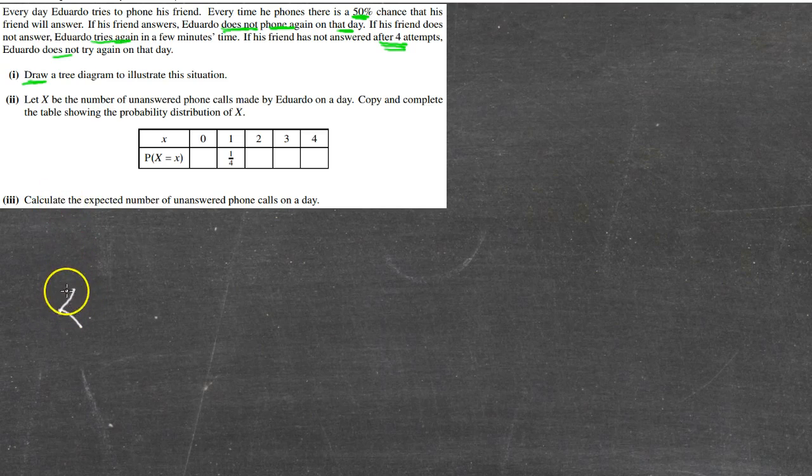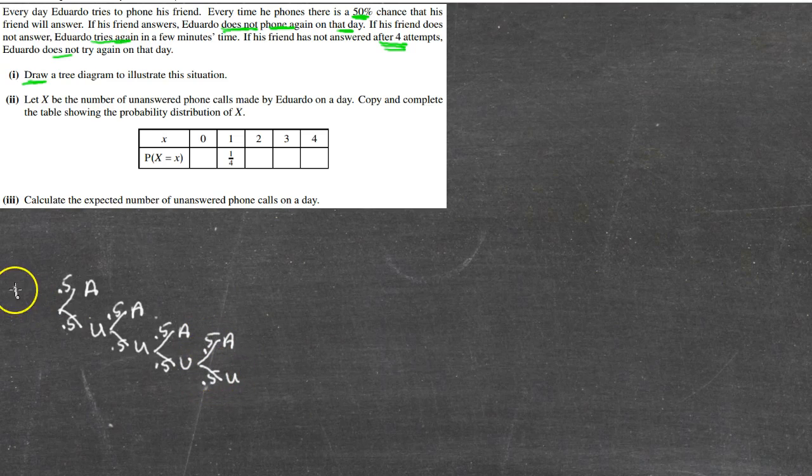So the first time I call, 50% chance either he answers or he doesn't answer. 50, 50. Now, if he answers, I'm not calling again. But if he didn't answer, I'm calling again. And once again, if he didn't answer, I'm going to call again. And I just keep on repeating this every time he doesn't answer, I call again. Now I do that 4 times. 1, 2, 3, 4 times he didn't answer. Now I'm done. I'm not calling him back. So that's the probability tree for calling and trying and not getting answered 4 times.